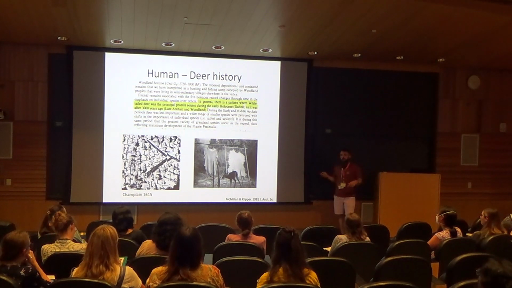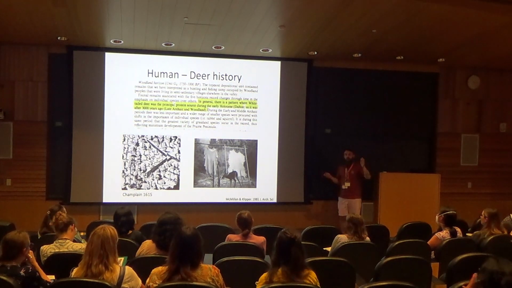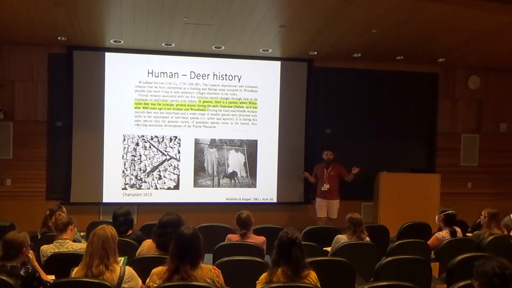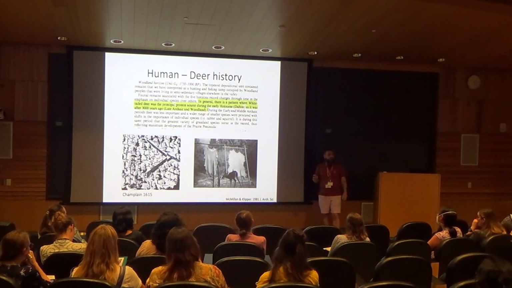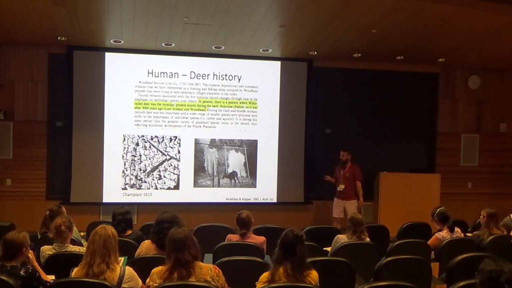The first peoples in North America, especially in eastern North America, deer were a primary protein source. And so various evidence at times would suggest 70% of various indigenous groups' diet consisted of deer.